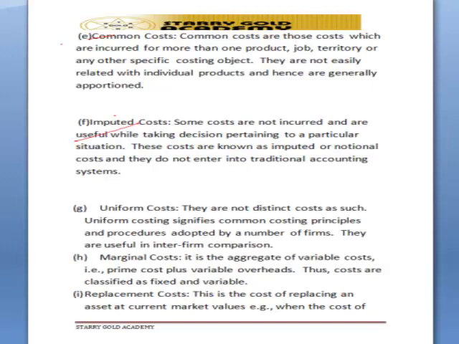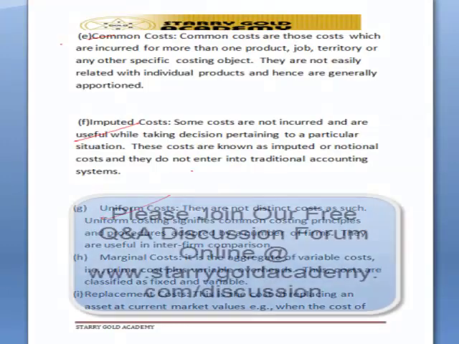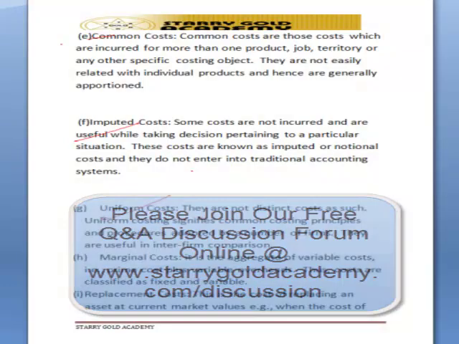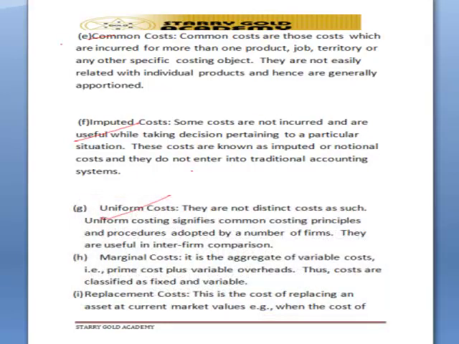Now we also have what we call uniform costs. They are not distinct costs as such, so it is not a new cost per se. Uniform costing signifies common costing principles and procedures adopted by a number of firms, so it is useful in inter-firm comparison. That is, a particular industry may choose a uniform way of reporting. That is what we mean by uniform costing. It's not a new method, and it's not a distinct cost.